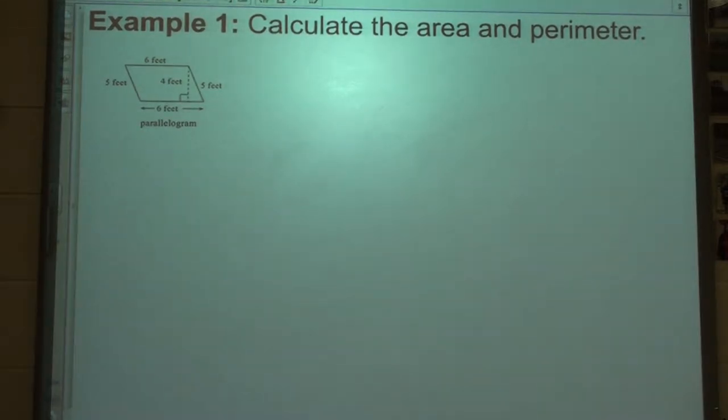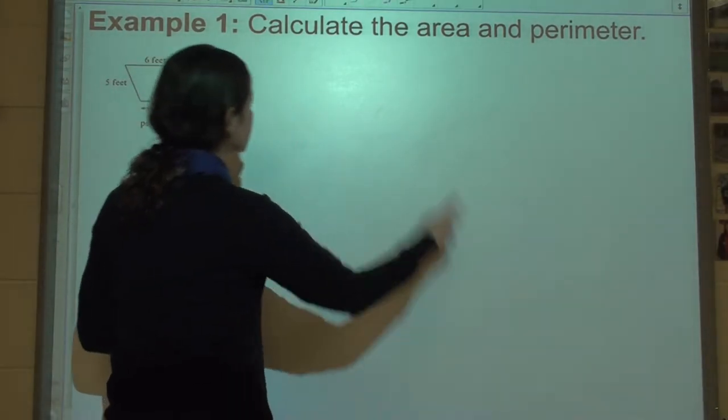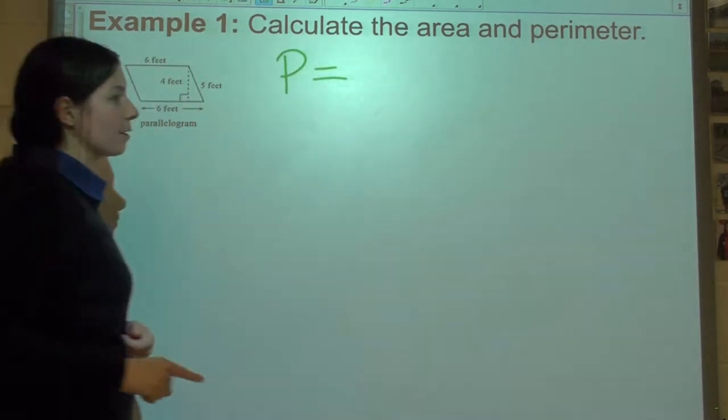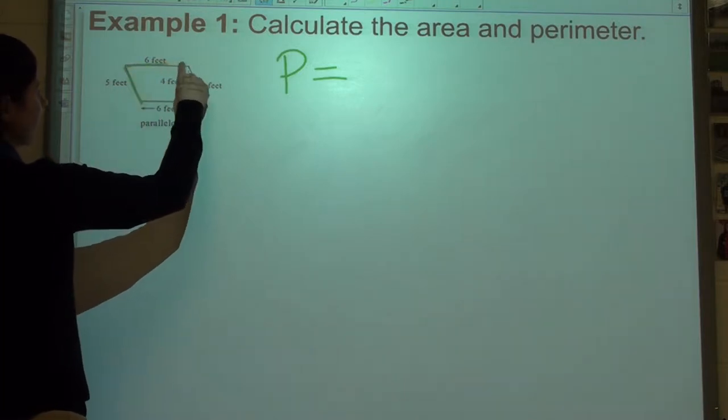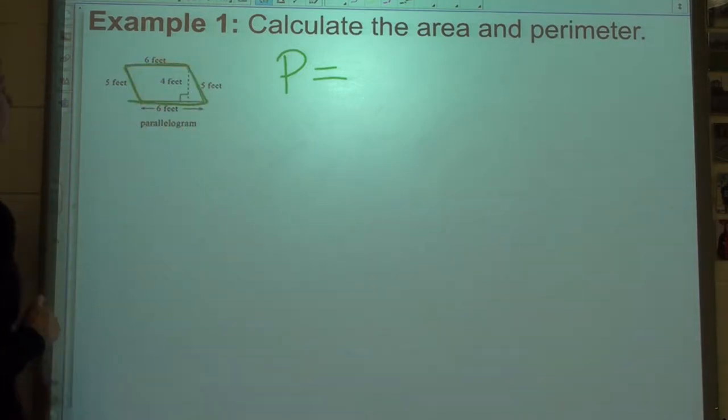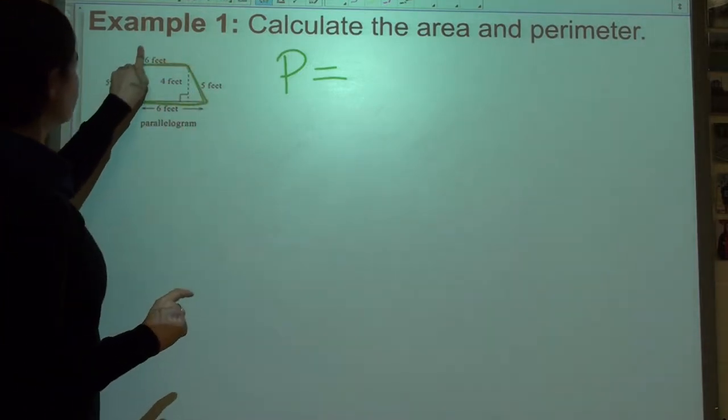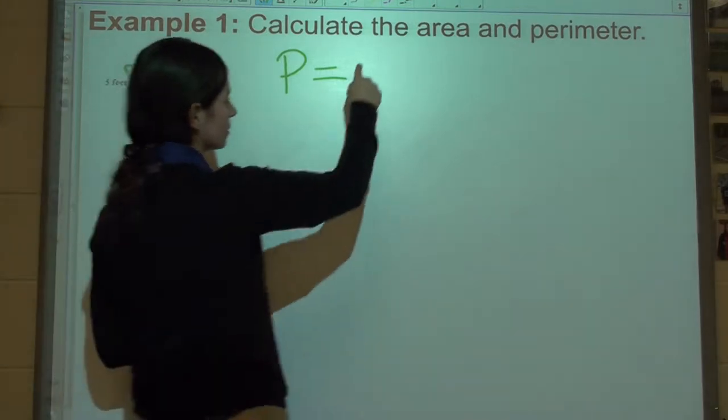So example number 1, calculate the area and perimeter. We're given a parallelogram for this one, so we're going to start off nice and easy. We'll find the perimeter. So again, for your perimeter, you're just going to go around the sides. If you follow your pencil along the edge, that's how you can figure out which ones are your sides. So we've got 5 plus 6 plus 5 plus 6.